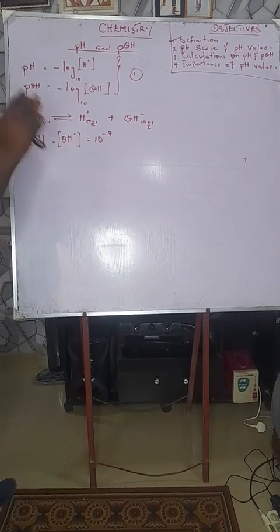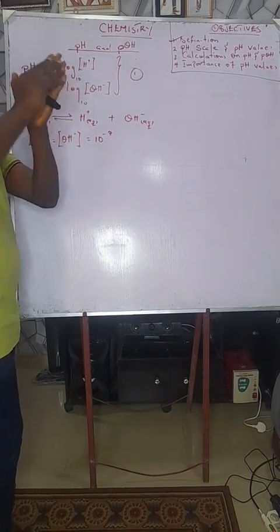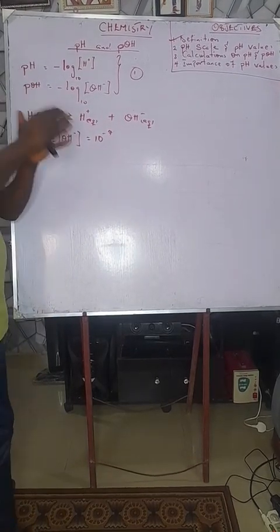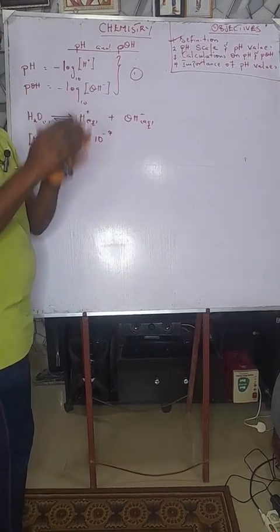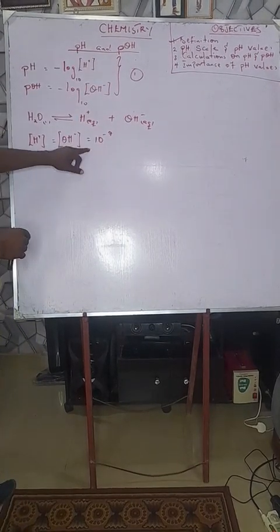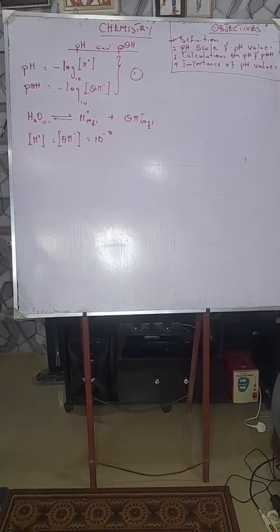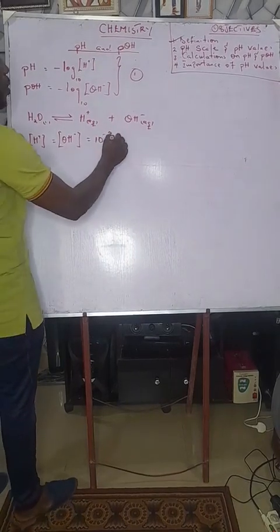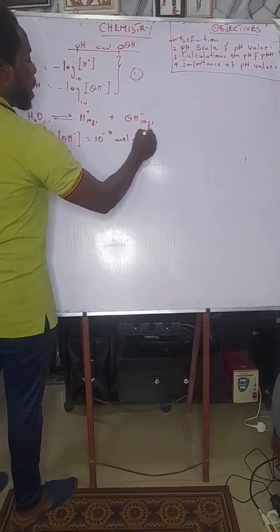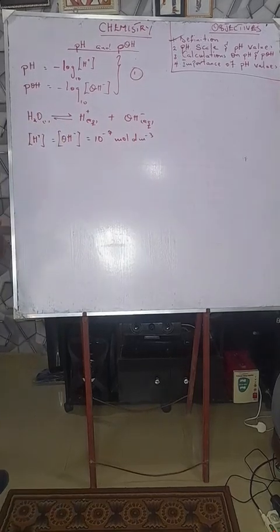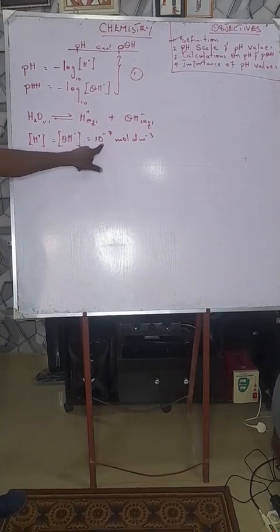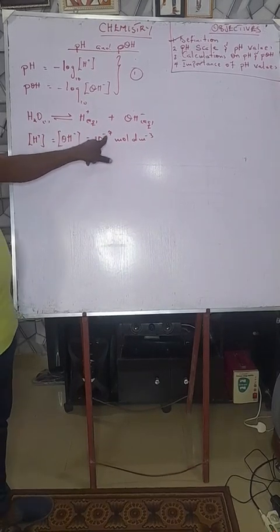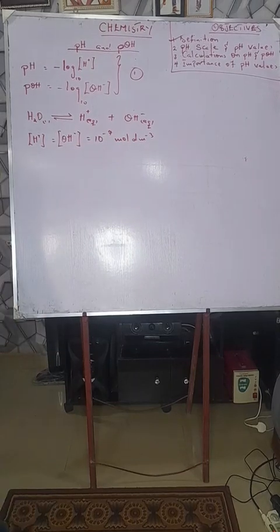I want you to understand: anything 6.9 is becoming acidic. Anything 7.1 is becoming basic. So this is 10 raised to power of minus 7, and we normally measure this in mole per dm³. So it means hydrogen ion concentration is equal to 10 raised to power minus 7 mole per dm³. Hydroxide ion concentration is also equal to 10 raised to minus 7 mole per dm³.